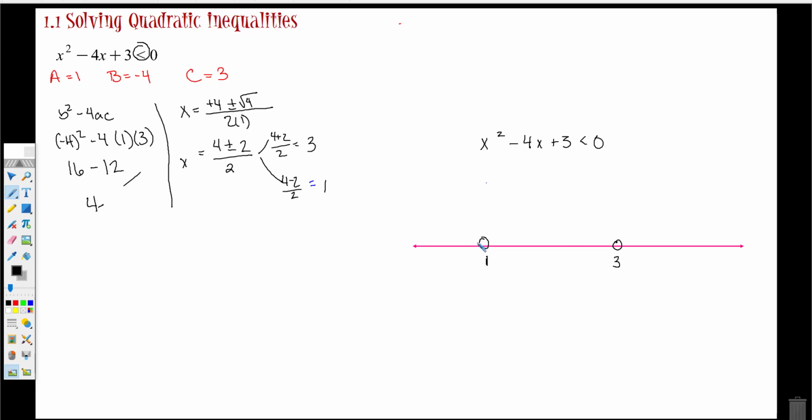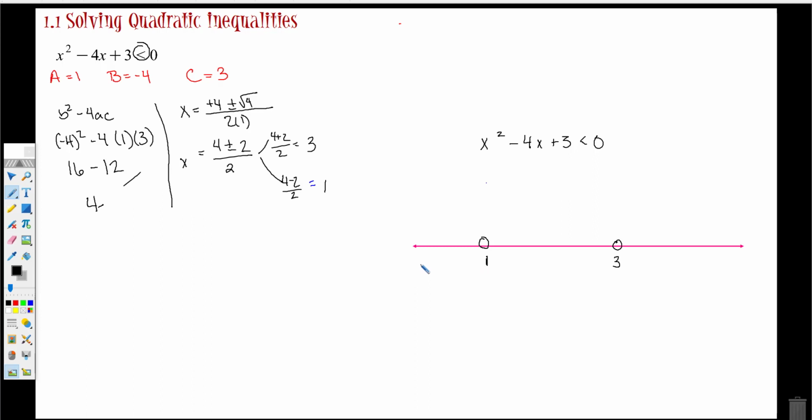And so we need to figure out all the times that, if we were to be on this graph, these are our changing points at 1 and 3. And so am I going to be positive or negative in each of these spots? As long as you choose a number that is smaller than 1, or a number that's between 1 and 3, or a number that's bigger than 3, everything's going to be the same until you hit another changing point.